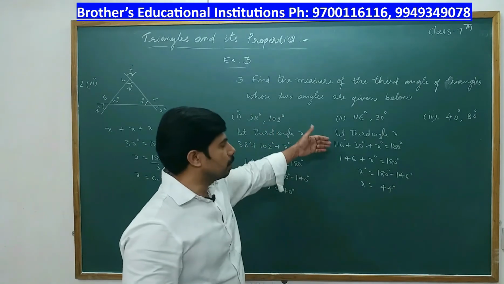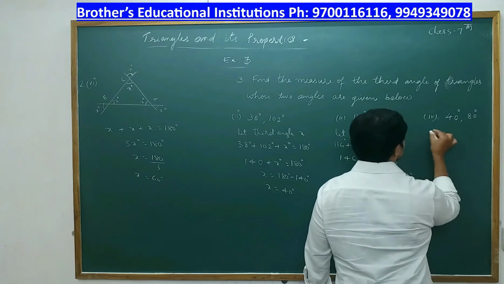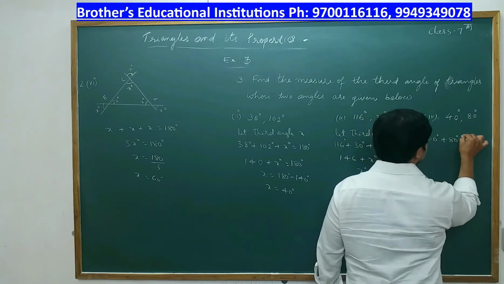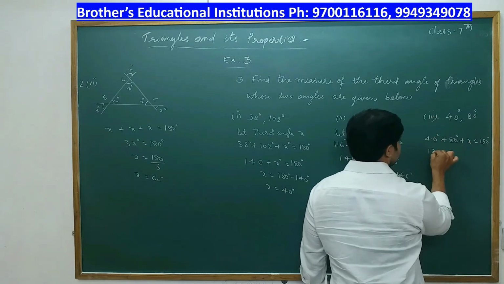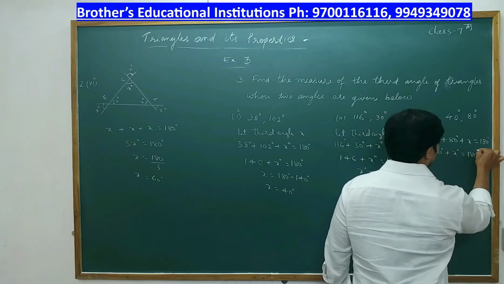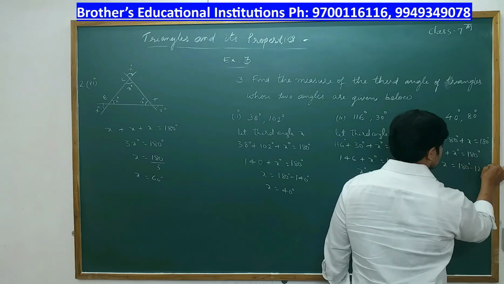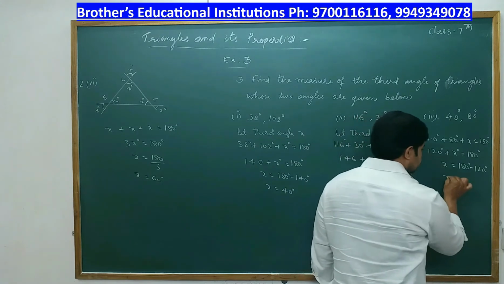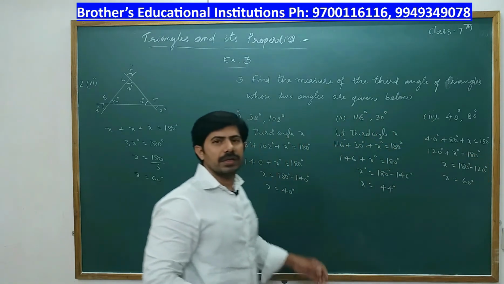This is completed. Now we'll go to the third problem. Here also the same thing: assume the third angle as x. So 40 plus 80 plus x is equal to 180. So 40 plus 80 is 120 degrees plus x is equal to 180 degrees. So x is equal to 180 minus 120, which is 60 degrees. So here the third angle is 60 degrees. This is completed.